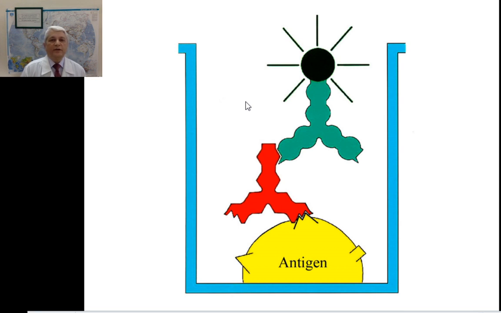Finally, in the test tube we can see the change of the color, and it means that in this test tube we have monoclonal antibodies which we need to obtain. Let's go on.